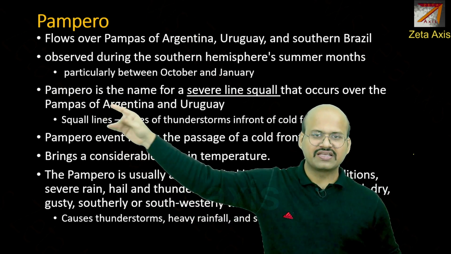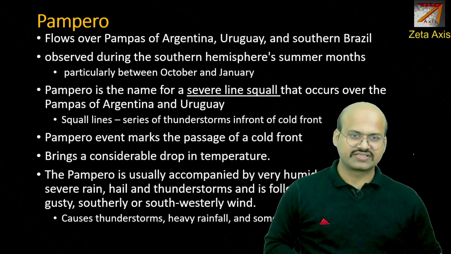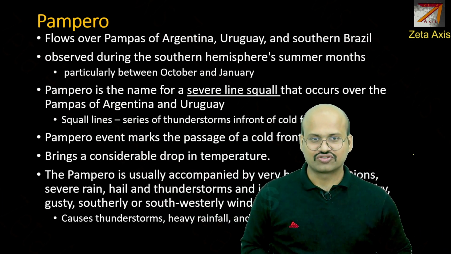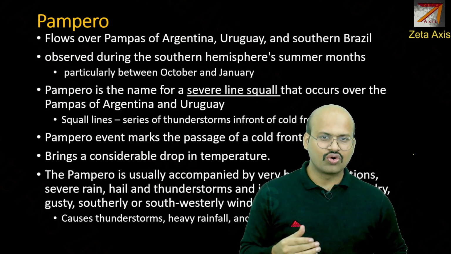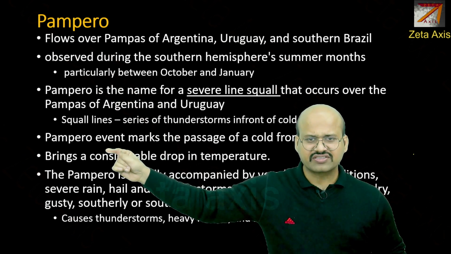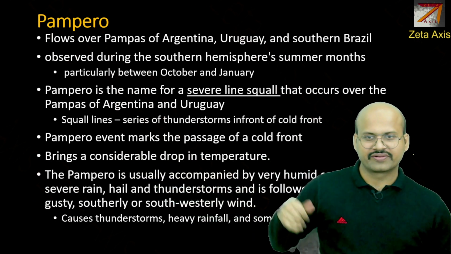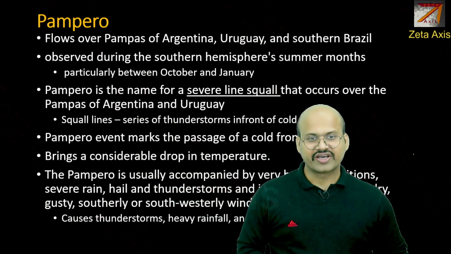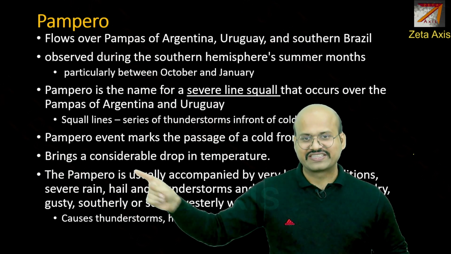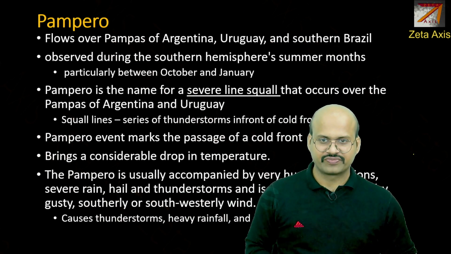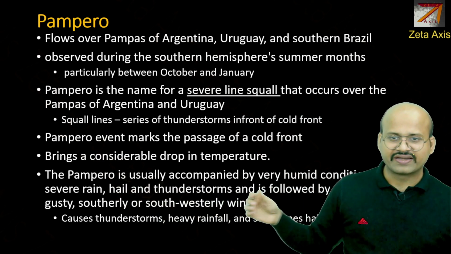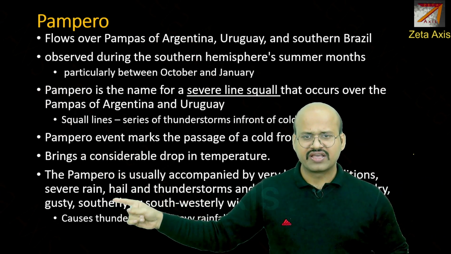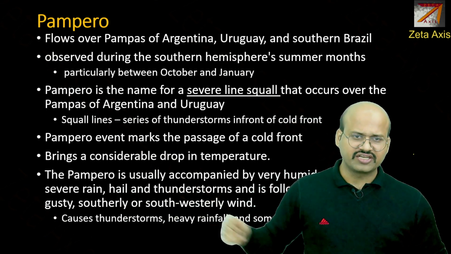Pampero is basically the severe line squall that occurs in front of the cold front. That is, we saw a line of thunderstorm clouds across the cold front. It marks the event of the passage of a cold front. And because it is a cold current coming from the polar region, it severely drops the temperature. Pampero is usually accompanied by very humid conditions, and it gives severe rainfall, hailstorms as well as thunderstorms.